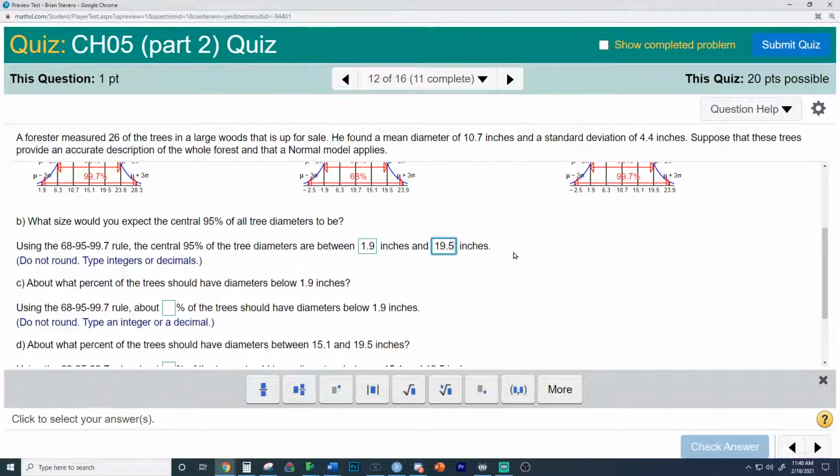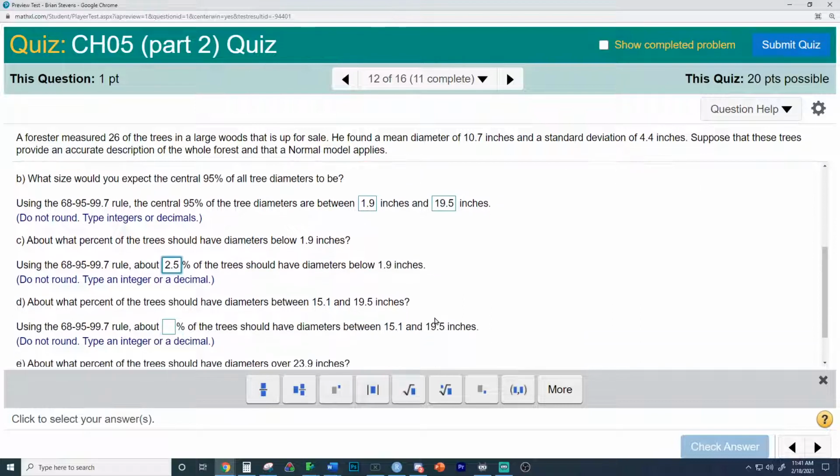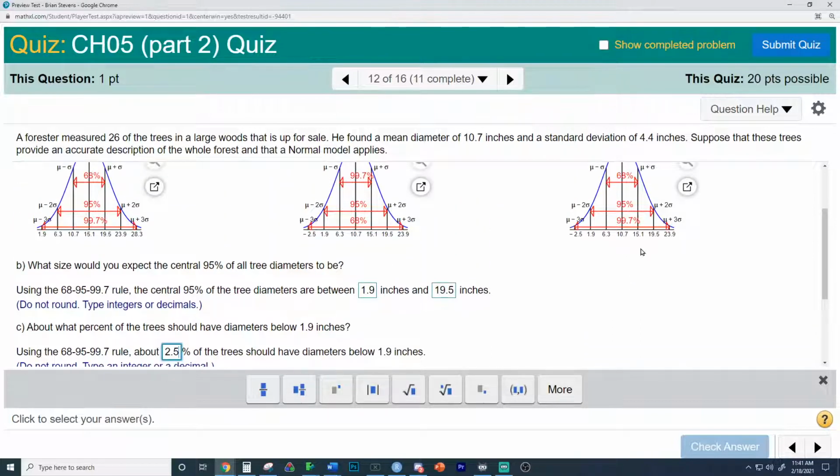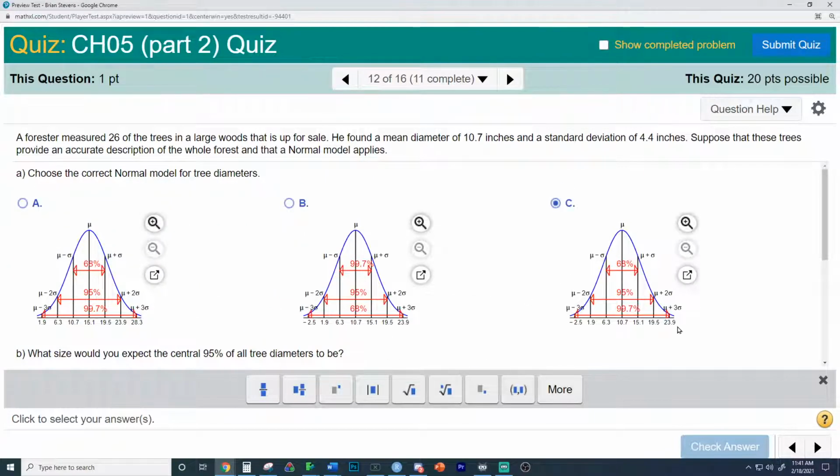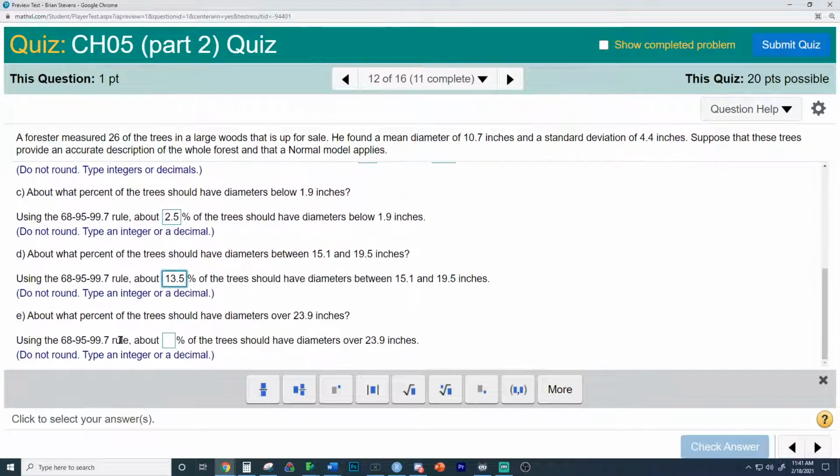What percent would you expect to have below 1.9? That's a z-score of -2. So below is going to be 2.5. I always make sure below, correct. Between 15.1 and 19.5, that's between 1 and 2. So that's 34, 13.5, 13.5. Memorize the numbers. And I should show something here again in a second. 23.9. And that's, wow. They're doing that one? Wow.